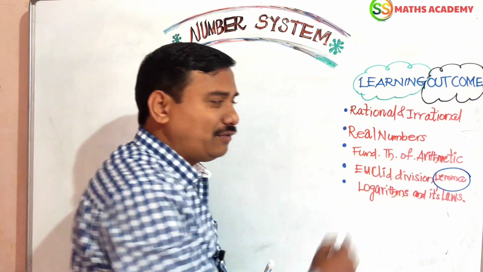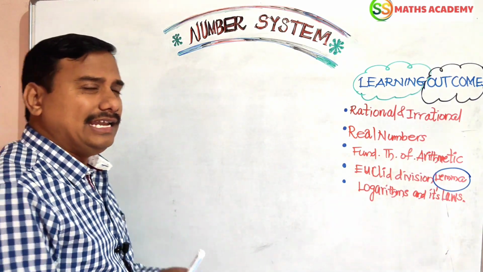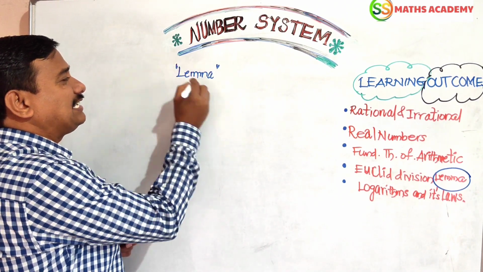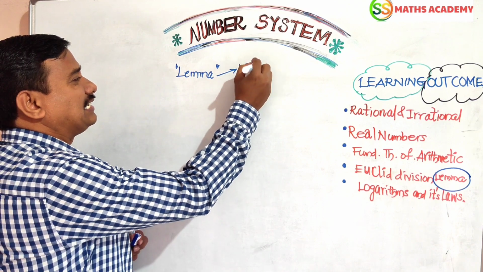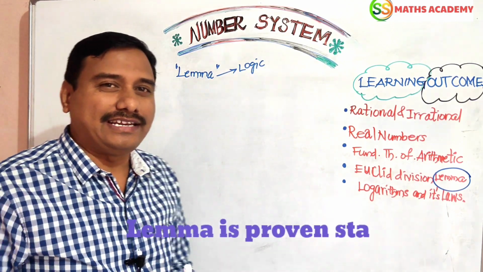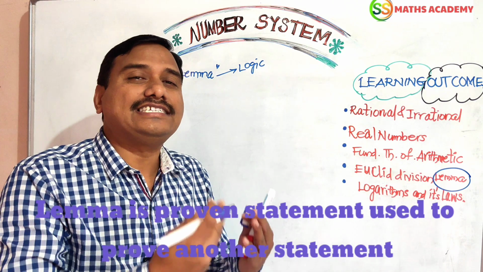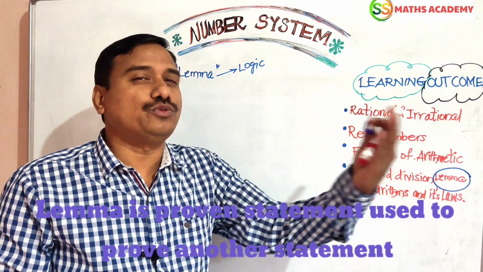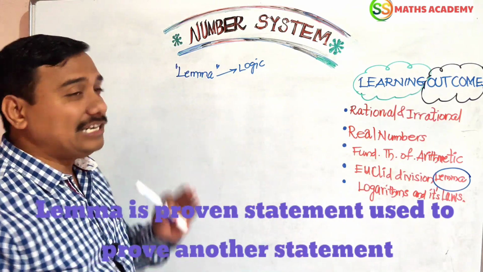Friends, we have one different word: lemma. What is a lemma? A lemma is nothing but a proven statement. It is an already proven statement, and we use it to prove another statement. Then the word is called a lemma.